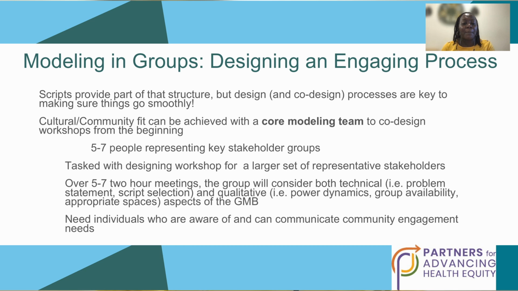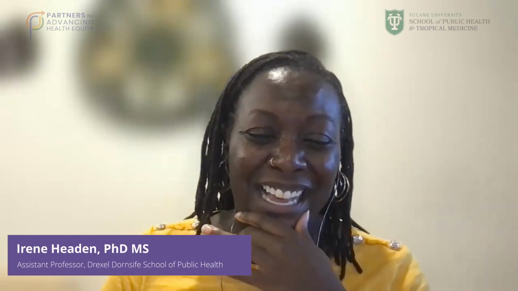So how do we need to think about power dynamics in this particular group? How do we need to think about group availability? Is everyone available at the same time? Are there appropriate spaces where we can make sure that participants feel safe to share and don't have either historical trauma or just friction with a certain environment? So these are all of the aspects that your core modeling team works with you to co-design in building a group model building process. So you definitely need people who are process heavy so they can really deal with process conversations, but also folks who are aware of and can communicate community engagement needs.